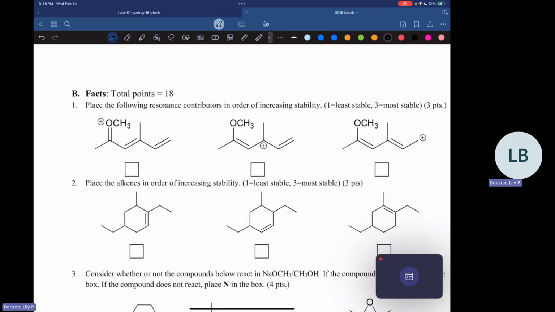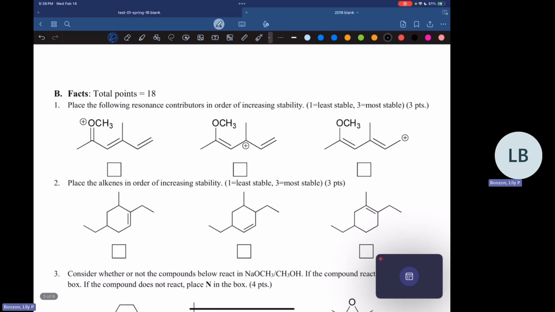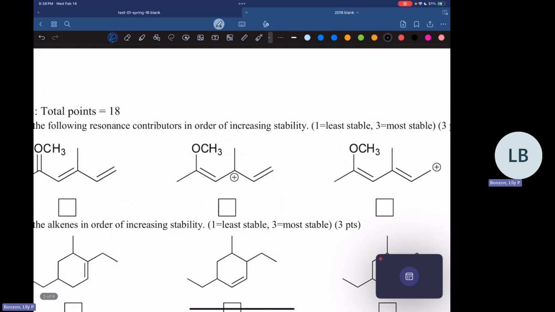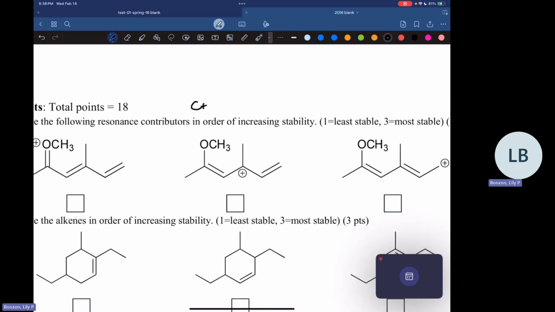All right, so for this first one, we're looking at resonance contributors for stability. And so in this case, we see that we've got some carbocations going on. So just remember, for carbocation stability, tertiary, secondary, and then primary. Tertiary is going to be the most stable, and primary is going to be the least stable.